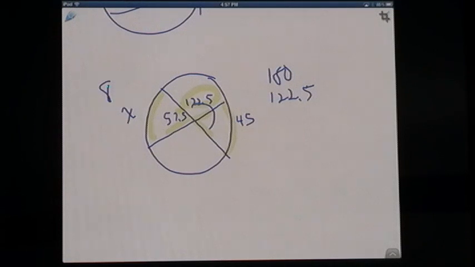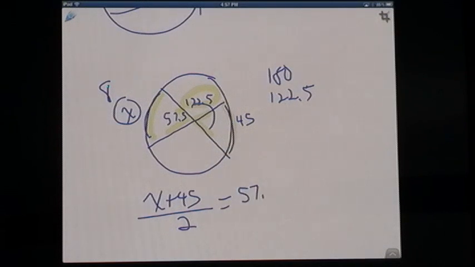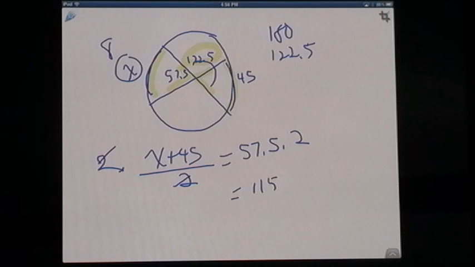Now we can average these two arcs to find out what this arc is. So we're just going to write it just like you would average them. It's this arc plus this arc, x plus 45, divided by 2. And I write it this way because it's much easier to see what you need to do. Equals 57.5. Multiply both sides by 2. And we get 57.5 times 2 is 115. And then on this side, the 2's cancel, so we have x plus 45. Subtract 45 from both sides, and we get x equals 70.